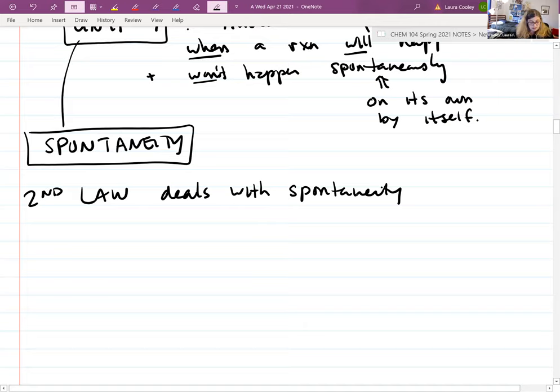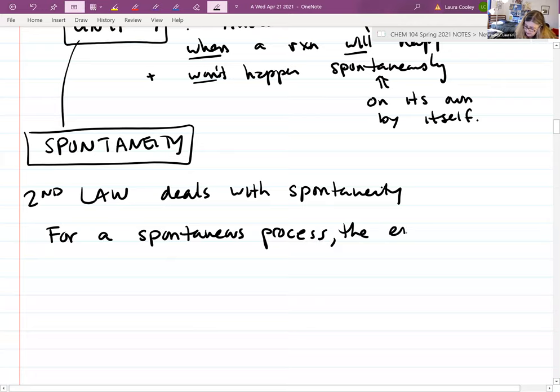So I'm going to tell you the second law. And there's clearly a word in the second law that we have not talked about. That word is entropy. But then I will talk about entropy. So what the second law says is that for a spontaneous process, the entropy of the universe, pretty lofty, pretty snobby, right? The entropy of the universe must increase.